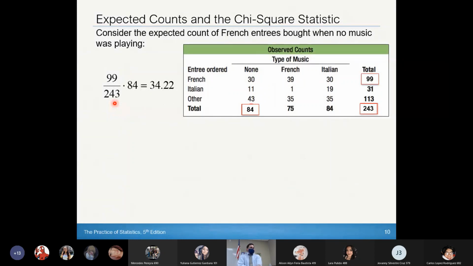All right. Consider the expected count of French entrees bought when no music was playing. So we have 99 out of 243 times 84. These numbers come from the total amount of French entrees ordered across all music types, divided by the total number of entrees ordered in the restaurant, times the total number of entrees ordered with no music.